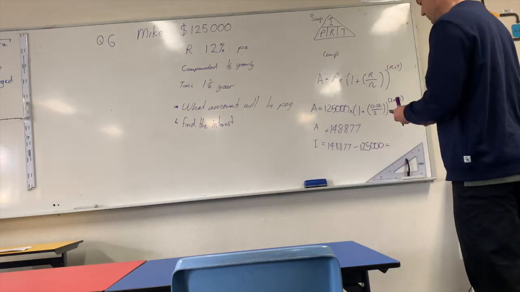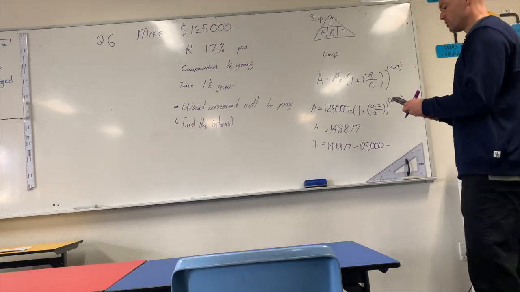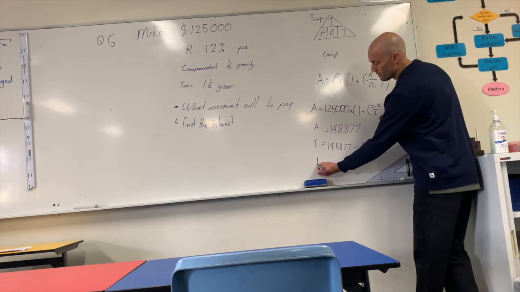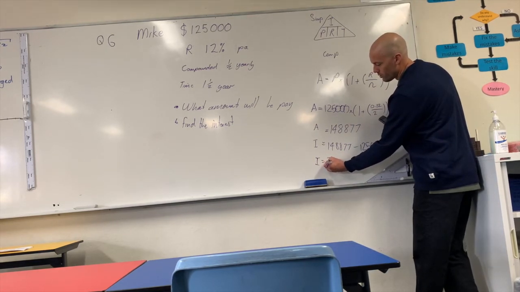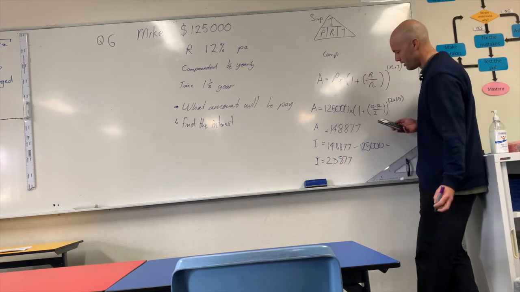So take 125,000 away, and that's 23,877. So interest equals $23,877.